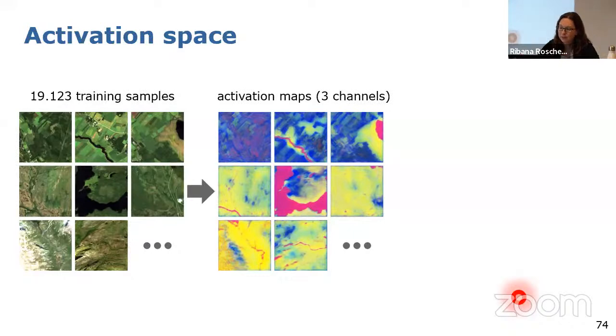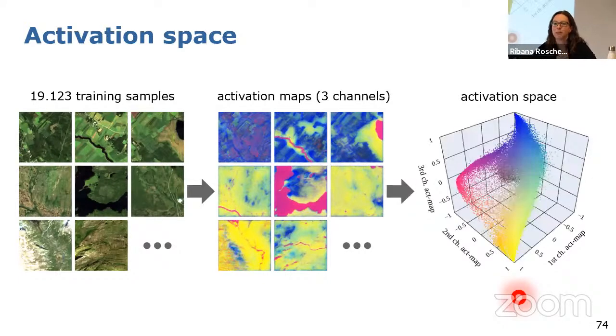And then we put the pixel-wise, we took all the pixels from these 3 activation maps in a 3-dimensional activation space. And you can already see a nice pattern. That's actually what we thought when we saw it. So it's not like an exploded pillow. There's actually a structure in it. And so now you might ask, okay, what to do now with it?